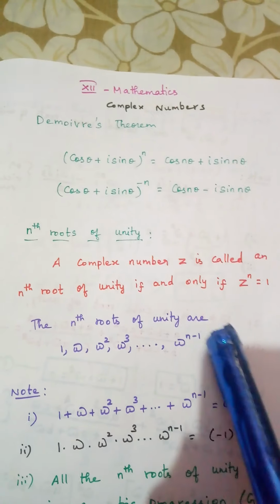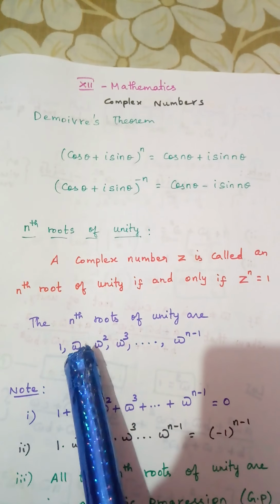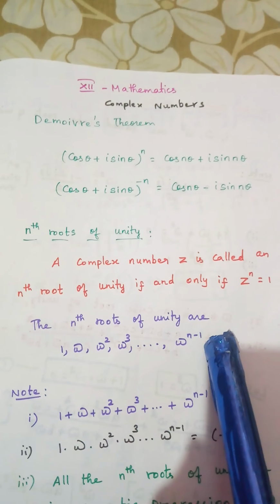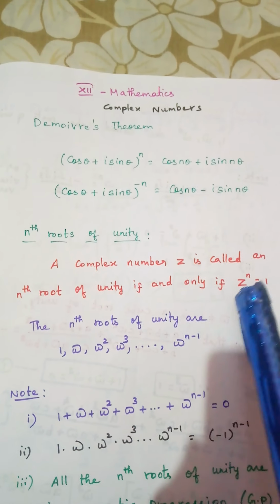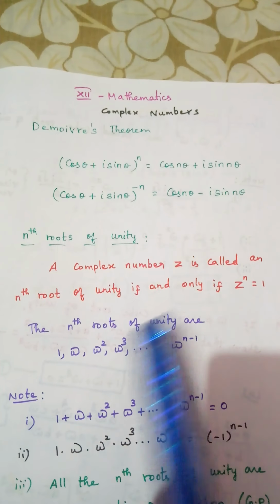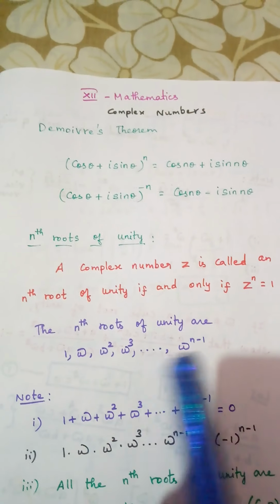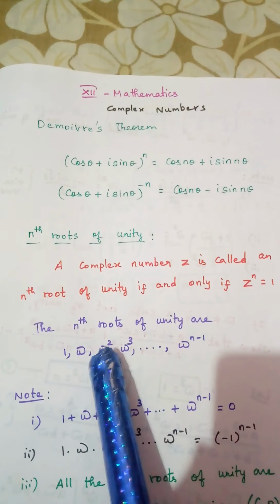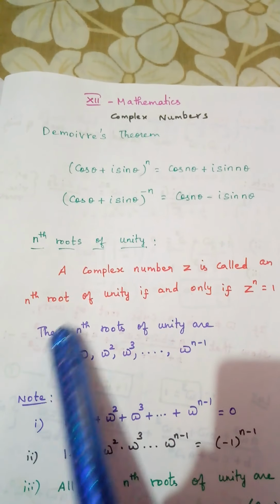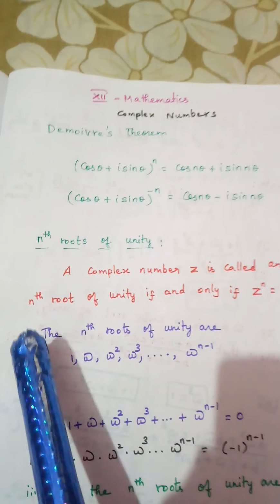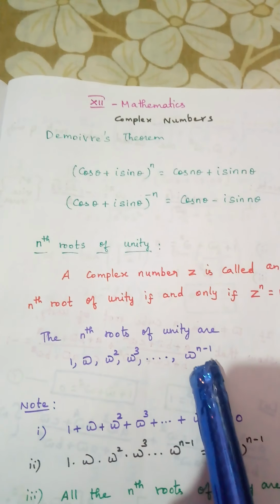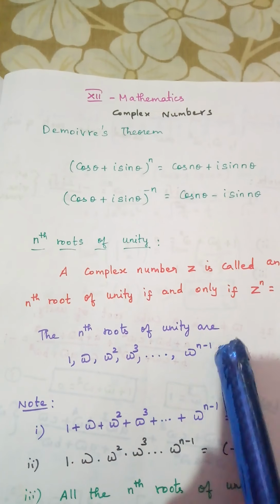And the nth roots of unity are given by 1, omega, omega square, omega power 3, etc., up to omega power n minus 1. Since this is an equation of order n, definitely we have n roots. That is what I have written here. Totally n roots are present: 1, 2, 3, 4, 5, up to n minus 1. If you combine these, totally there are n roots. So the nth roots of unity are given by 1, omega, omega square, omega cube, going up to omega power n minus 1.